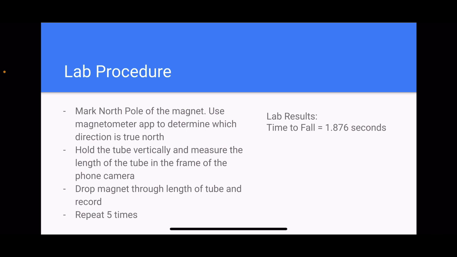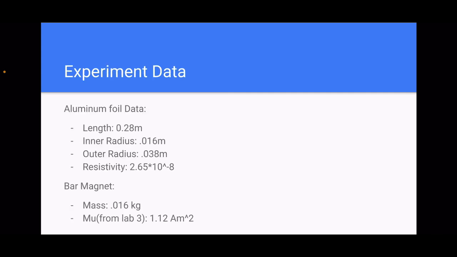Lab procedure. We're going to mark the north pole of the magnet using a magnetometer, and then hold the tube vertically and measure it. We're going to drop the magnet down the tube and record it, making sure it's in the frame of the camera. We're going to repeat this 5 times. In my lab, the time to fall was 1.876 seconds, and here's some more experimental data.